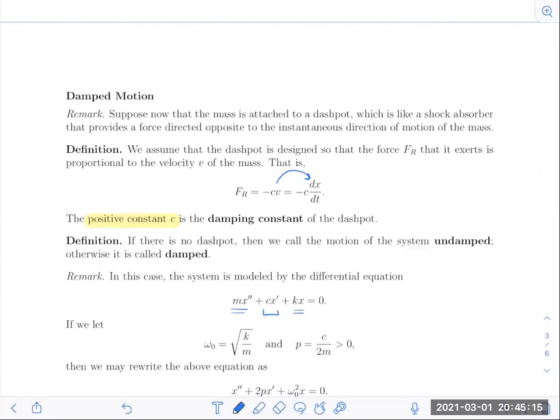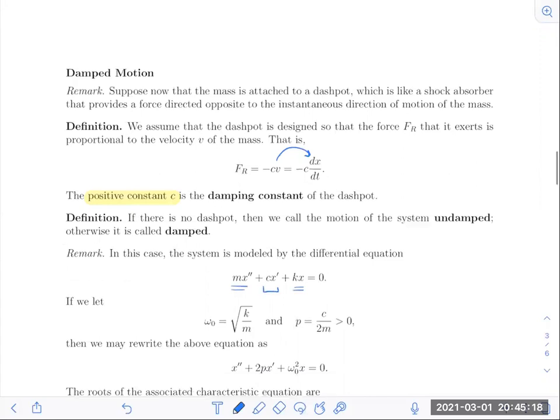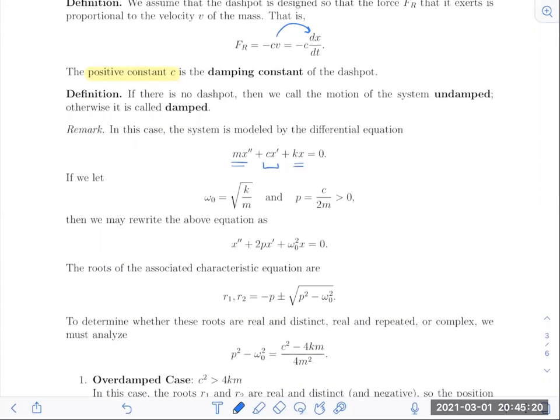involving the first derivative. Here again, we're going to use omega naught to be the exact same thing, the square root of k over m. Again, this is a positive value. And then p is going to be c over 2m. I also noted that that is positive because c is a positive constant, and of course the mass itself is constant. Then we can rewrite the above equation as x double prime plus 2p x prime plus omega naught squared x equals 0. Here again, all they're doing is dividing everything through by m and rewriting the coefficients.